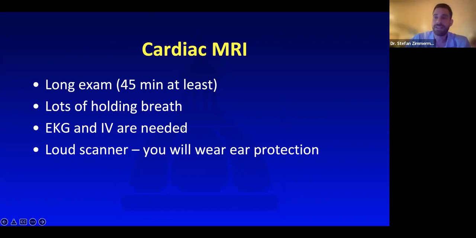And then finally, the scanner, if you've ever had an MRI before, it's really loud. So you wear this ear protection, it makes a lot of noise, bang, bang, bang, bang, and buzzing, buzzing, buzzing. And that's all very normal. So it's all part of the whole thing for MRI.